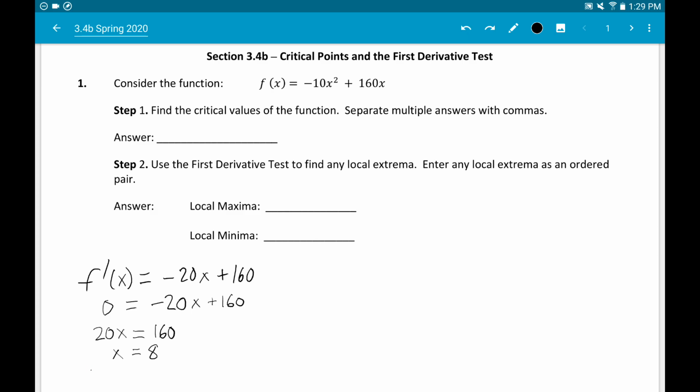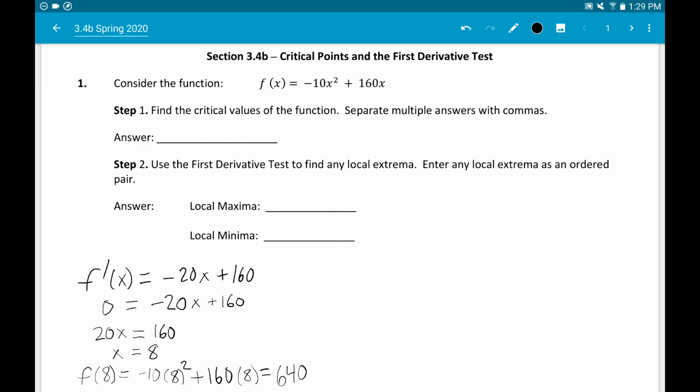Okay, so I'm going to go ahead and just plug 8 into the original function up there. Not the derivative, the original function. So negative 10 times x squared, x is 8, plus 160x. So x again is 8. And we can go ahead and calculate that. Okay, I got 640.